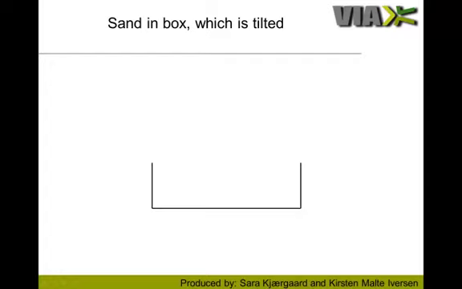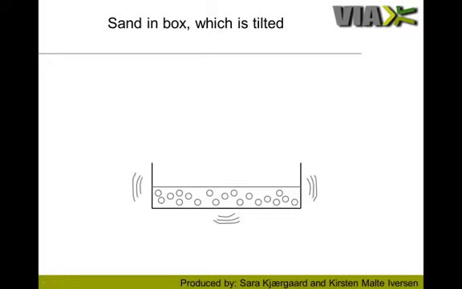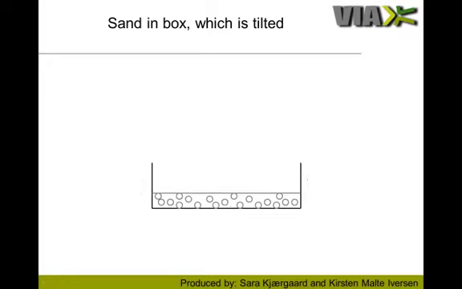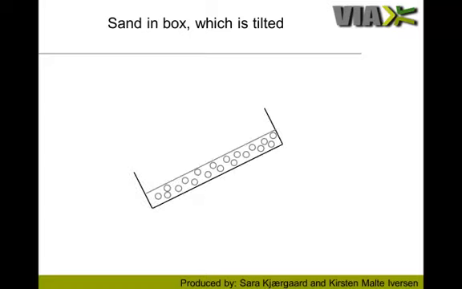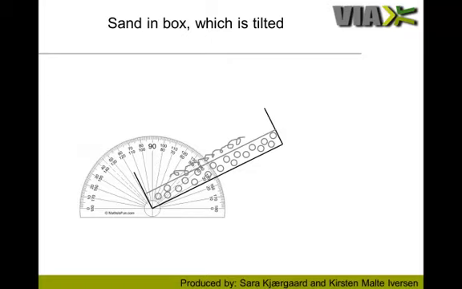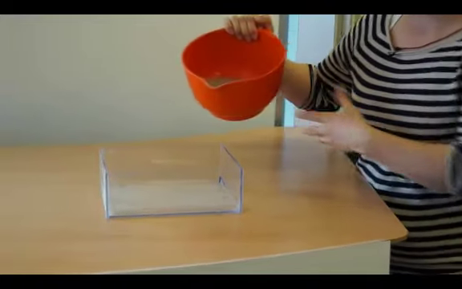The second test involves a transparent box. This is filled with the same sand as for the previous test. The box is vibrated to pack the sand grains a little more. Hereafter the box is tilted very slowly. As soon as the sand grains start to move, the angle between the slope and the horizontal surface is measured. This gives the angle of shear resistance. Let us demonstrate the test.